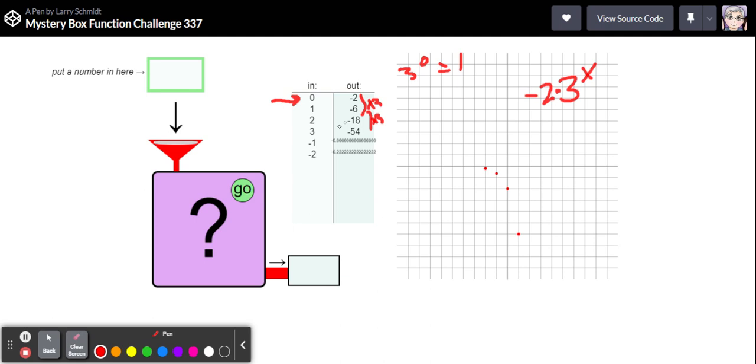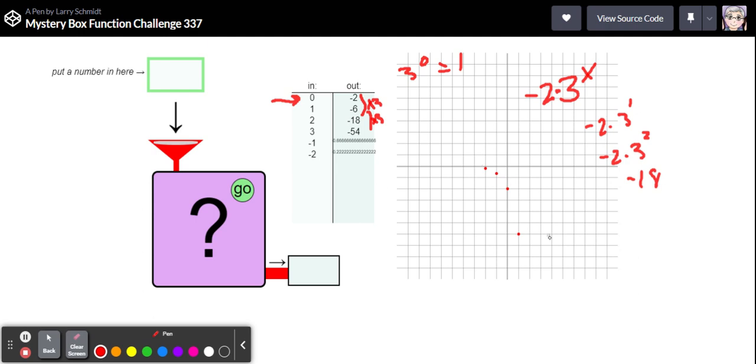Let's see if that pans out with the other points we've got here. Let's put in a 1. So -2 times 3 to the first power. Well, 3 to the first power is just 3. 3 times -2 is -6. That's what we get there. How about a 2? -2 times 3 to the 2, or squared. Well, 3 squared is 9, times -2 is -18, and that's what we've got. So this looks to be working.